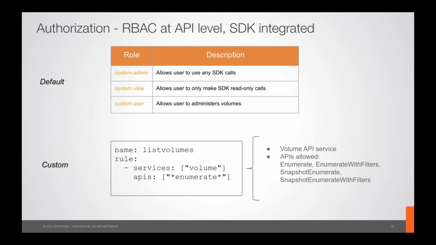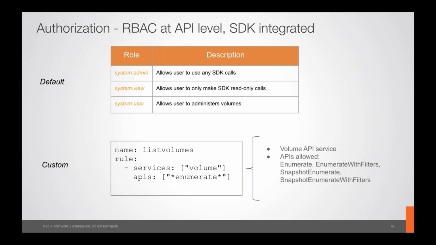Let's look at authorization for a minute. What authorization is, which SDK calls do I have access to? So we begin with three default roles. One is a system admin, which basically has access to any SDK call. A user role has access to administering and doing all volume level operations, be it creating volumes, creating snapshots, and so on. There's a third role also, which is system view, which allows the SDK to make only read-only calls.